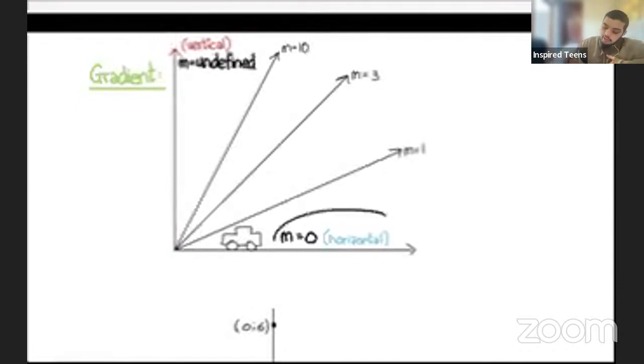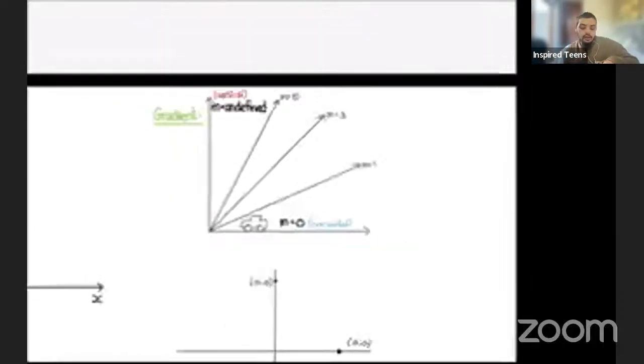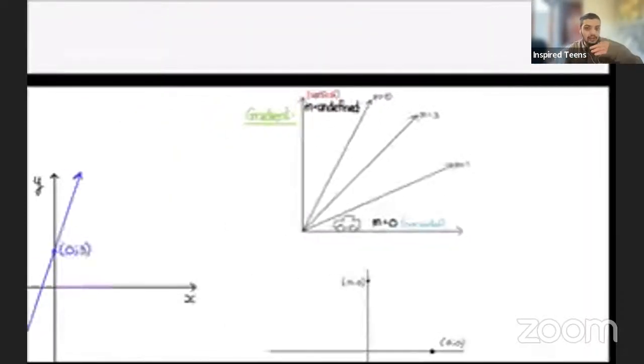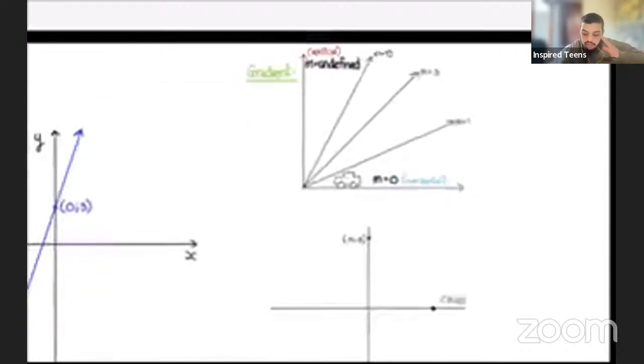So the gradient of a horizontal line, 0. The gradient of a vertical line, undefined. Always remember that. Let me write that a bit neater. So gradient of a horizontal line, 0. Gradient of a vertical line, undefined. Always remember that, right? Those are important for us to remember.